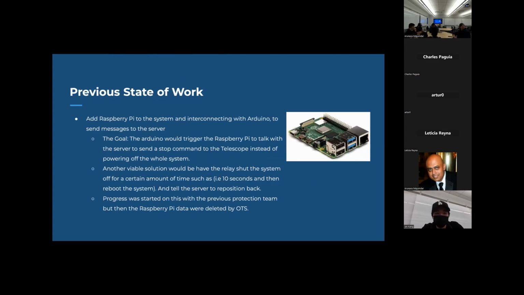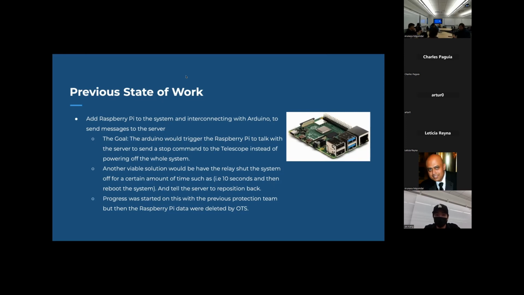Hi, my name is Glenn, and I'll be presenting the previous state of work. The previous state of work was based on the previous semester, adding a Raspberry Pi to the system and connecting it to an Arduino to send a message to a server. The ultimate goal was to have the Arduino trigger the Raspberry Pi to talk to the server and send a stop command to the telescope instead of just powering down the whole system.